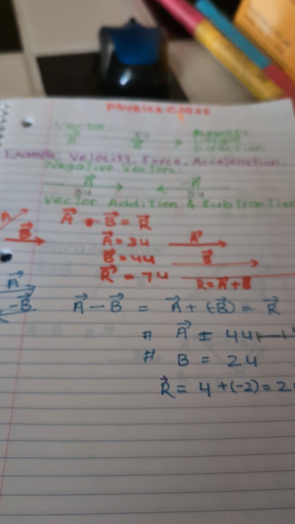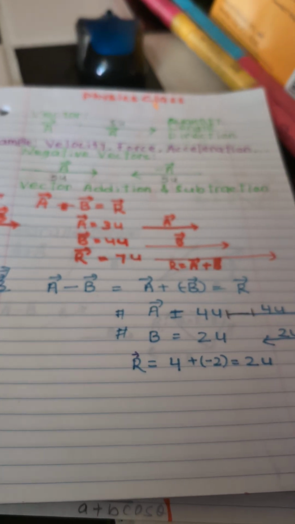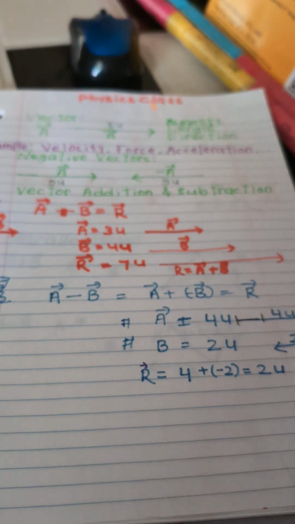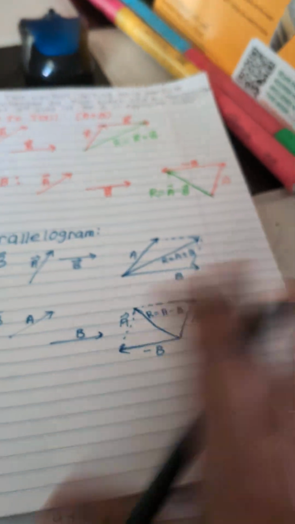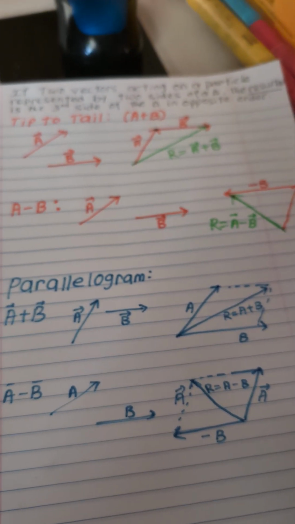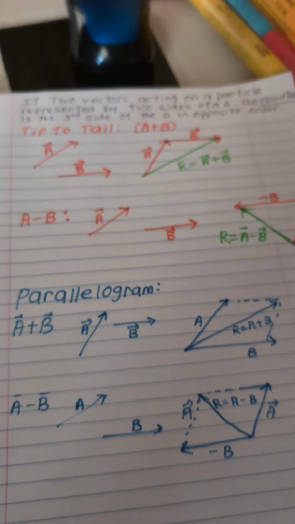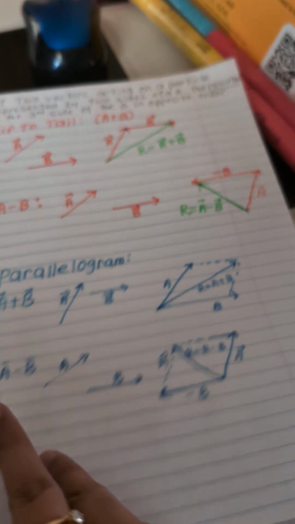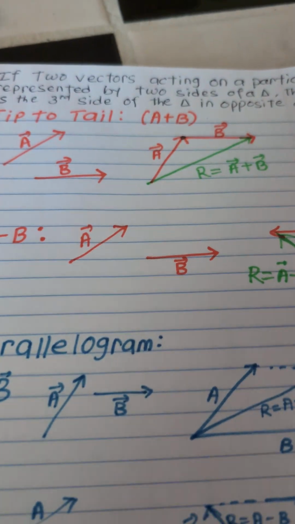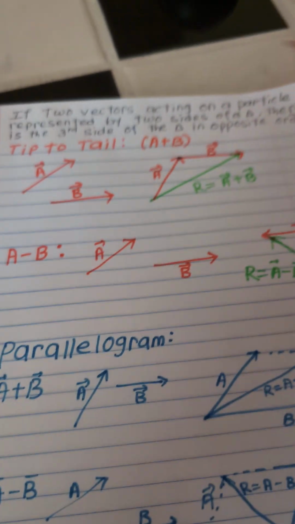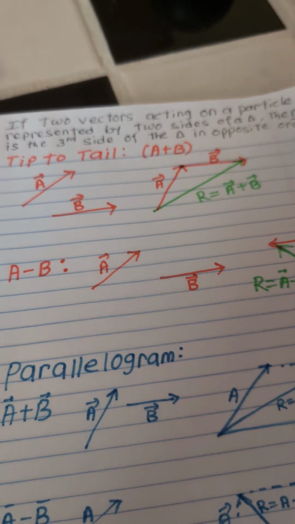Again, I'm telling you, this is only the initial period. So we are dealing with very simple questions, but we are going to discuss more and more complicated questions in the coming days. Now for vector addition, we have two different methods by which we can add or subtract the vectors. The first one is the tip-tail method.